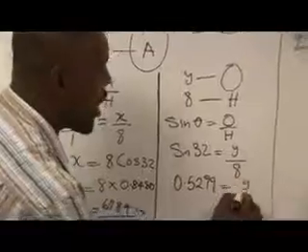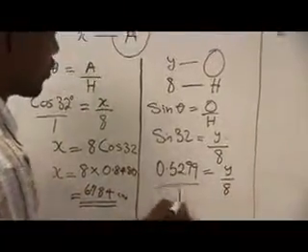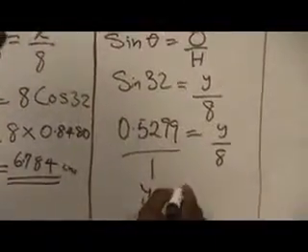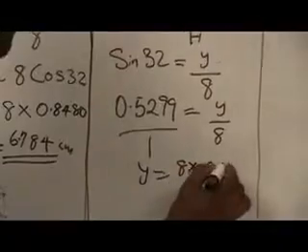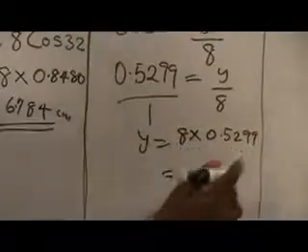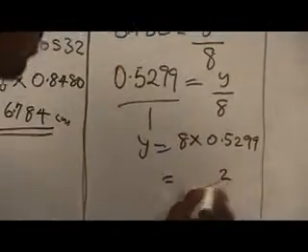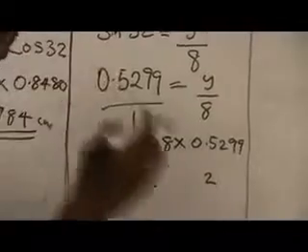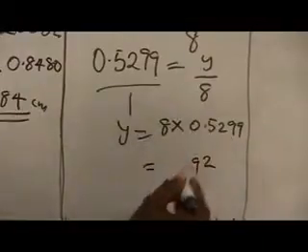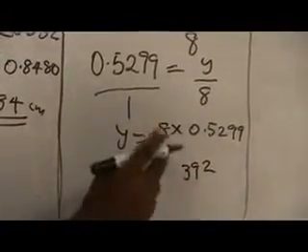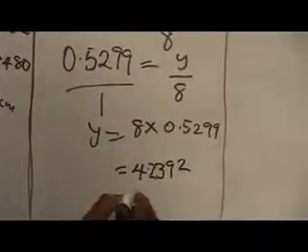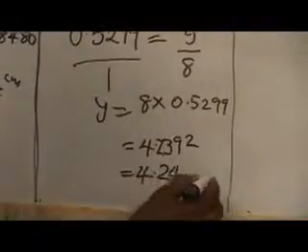Sine 32 is 0.5299 equals y all over 8. Cross multiply here. Y times 1 gives me y. And 8 times this gives me 8 times 0.5299. And if I multiply 8 by 9, that should be 72. Right? And then we take what? 72, that's 9. This is 16, 23, 40, 42. So we have there approximately 4.24 centimeters.